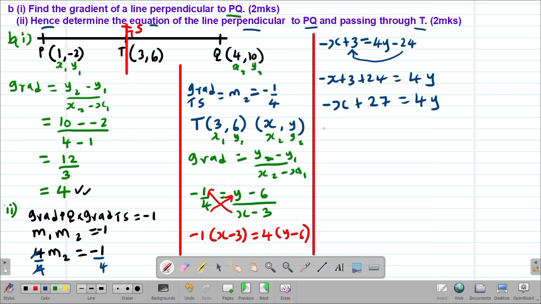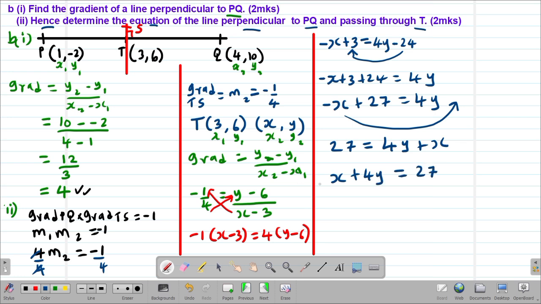Therefore the equation can be given as, I can take this towards the right hand side, so that I end up with 27 being equal to +4y, then plus x, which can be rewritten as x plus 4y equals 27. So this is the equation for the line TS, which is the line perpendicular to the line PQ, but passing through the point T, which has coordinates of 3, 6.